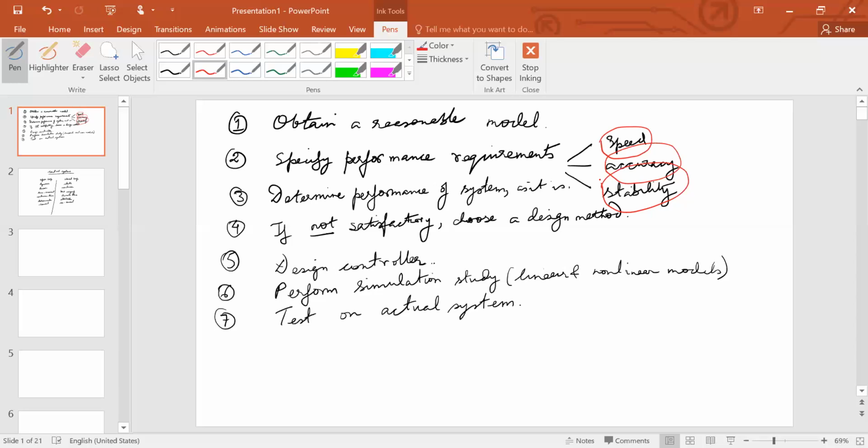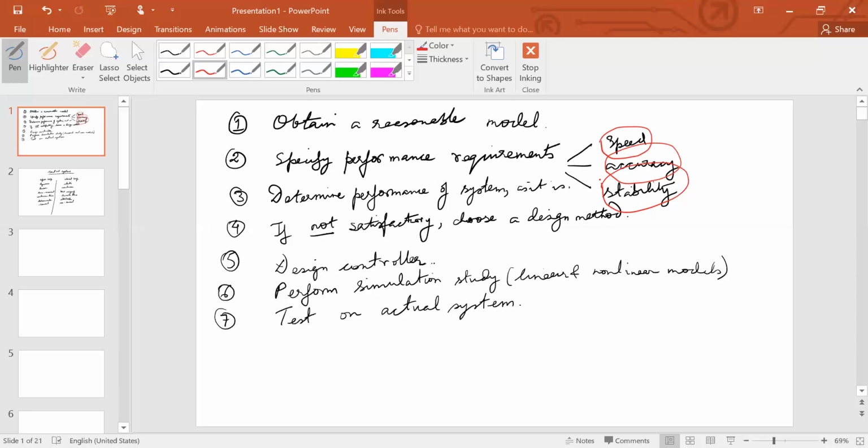So you can use the system as it is. On the other hand, if you find that this system's performance does not match up to certain requirements, then you need to design certain controllers in order to tailor the behavior of the system to your liking. So that's point number 4. If it's not satisfactory, then you choose a design method.